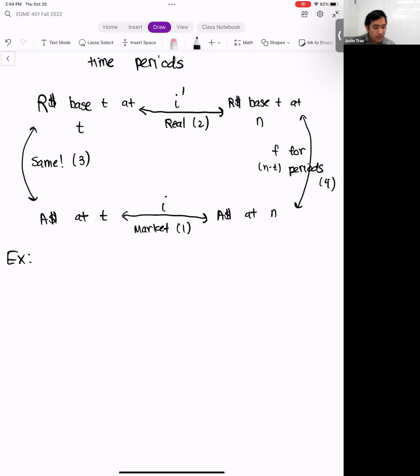Okay, so in this example, let's say that a certain sports stadium was completed in 1965 for a cost of $1.2 million.